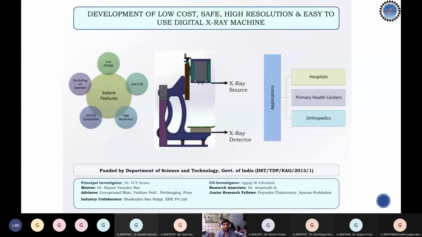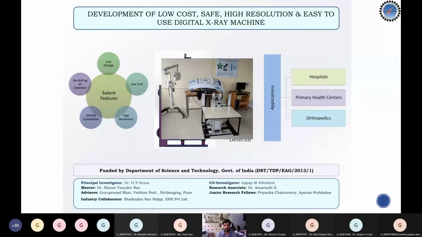We gave this technology to industry. This is the machine you can see on the screen. Its only drawback was that, though we claimed it to be portable, it was semi-portable, I would say, and it only gave extremities, which means accidents involving broken hands or legs can be diagnosed on the fly.